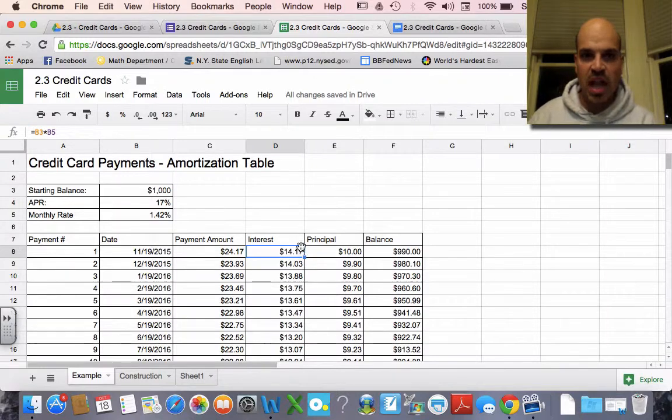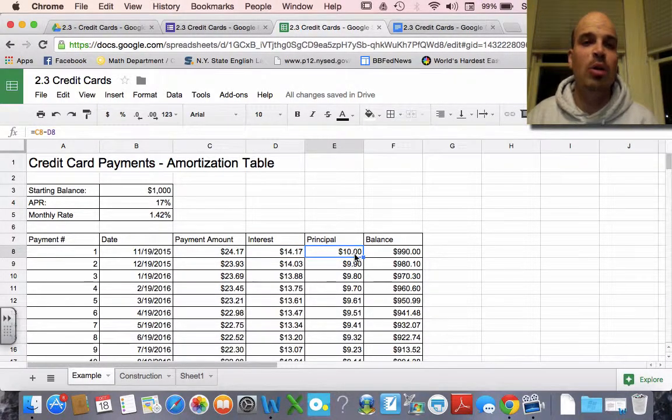Interest, as you know, is the amount that a bank would pay you if you put money in the bank. When you take a credit card loan, when you put anything on a credit card, you're essentially taking out a loan, and you owe the bank interest if you don't pay off that loan within the first month. So this is the interest that you're paying the bank. And the principal is the money that goes towards how much you actually borrowed.